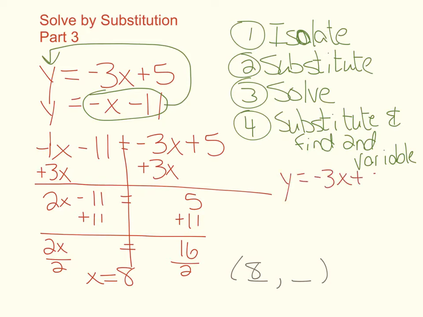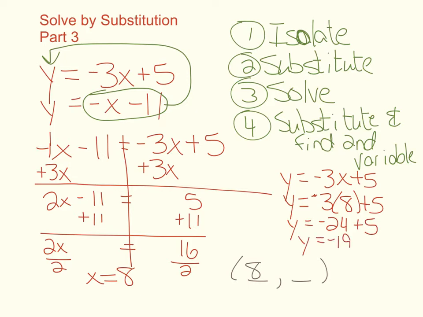Negative 3x plus 5. I'm going to plug in 8. Negative 3 times 8 is negative 24. And negative 24 plus 5 is negative 19. So my y-coordinate is negative 19. These two lines, if we were to graph them, would intersect at the point 8, negative 19.